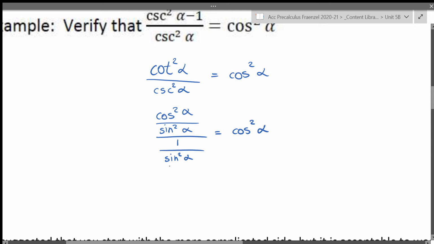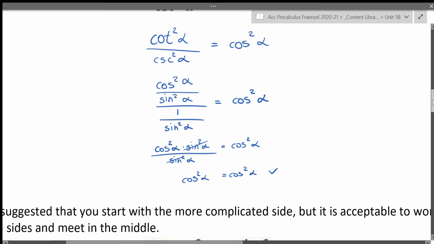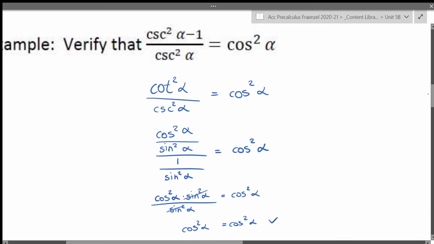Well, keep change flip tells me that this has to be cosine squared alpha over sine squared alpha, multiplying by the reciprocal, times sine squared alpha over 1. And then the sine squared alpha cancels out, leaving cosine squared alpha. And then cosine squared alpha equals cosine squared alpha. So we just verified this identity. Beautiful stuff. So it's basically simplifying either side and then meeting in the middle.